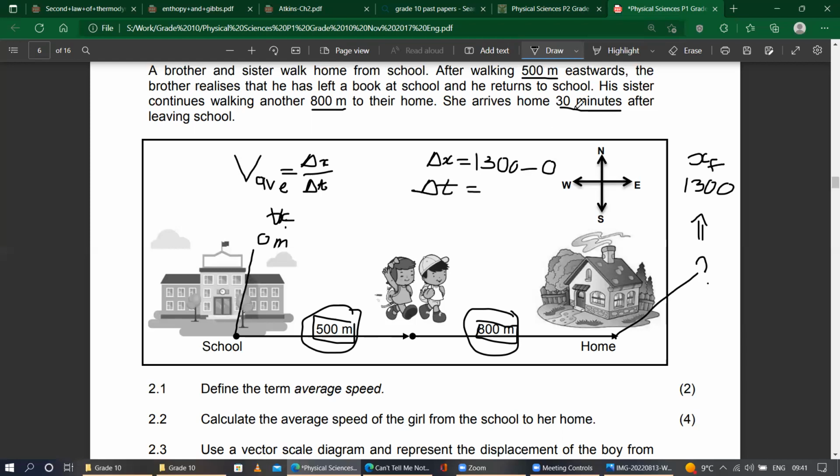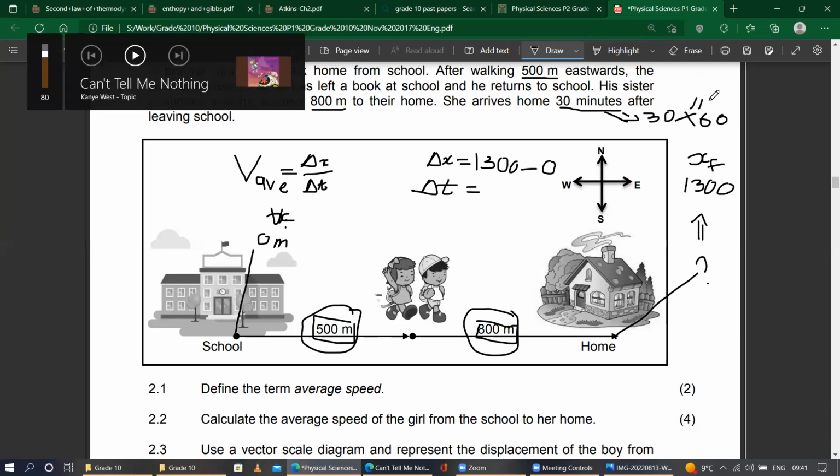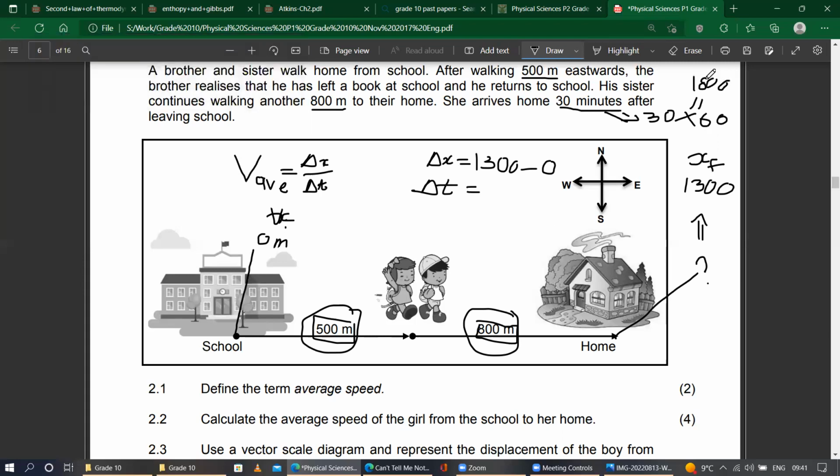Then our delta, our change in time. The first thing we must do is convert this 30 minutes to seconds, right? So 30 minutes, that's going to give us 30 multiplied by 60, sorry, 1,800. So 1,800 seconds, also minus 0, right?